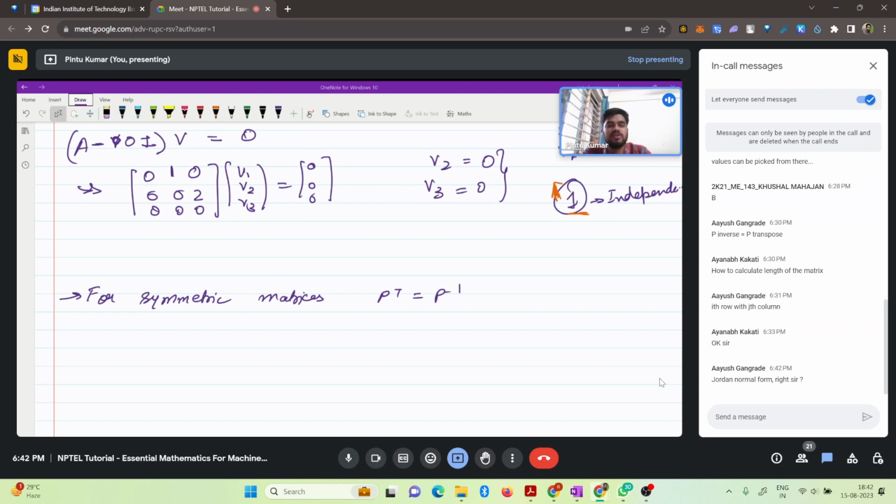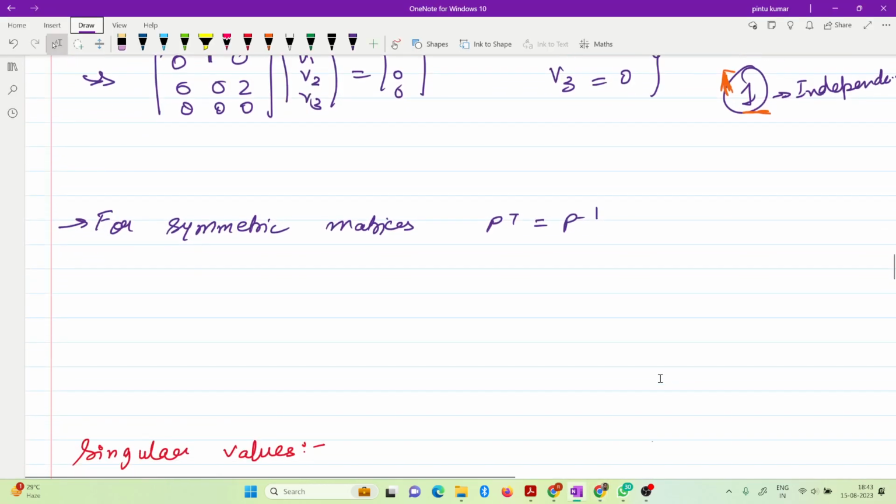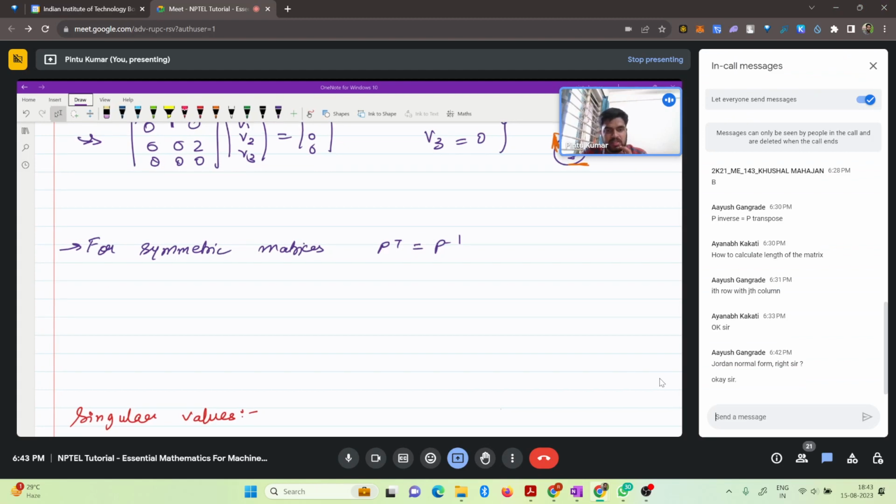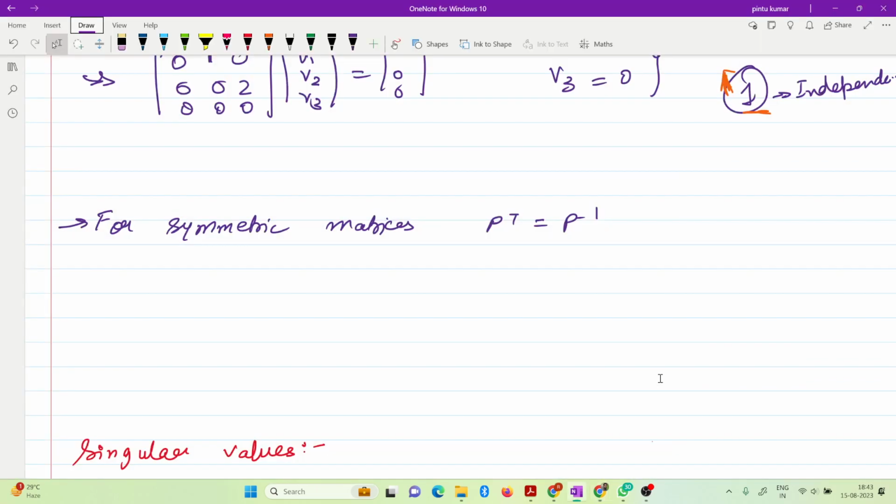Yes, there are different names: Jordan canonical form and Jordan normal form. When I studied it, the name I studied was Jordan canonical form. I think that is there in later lectures. I remember it.